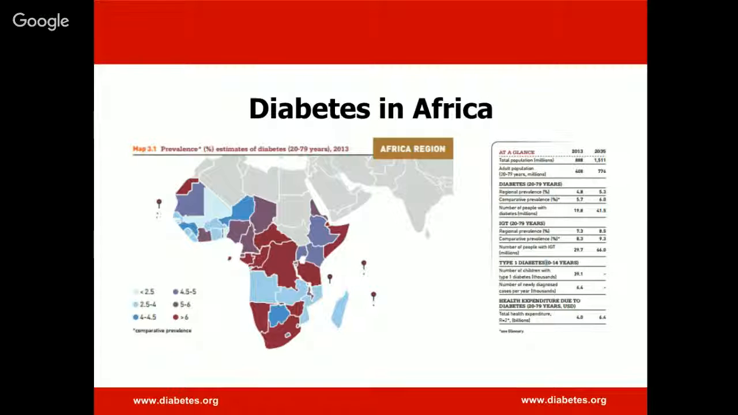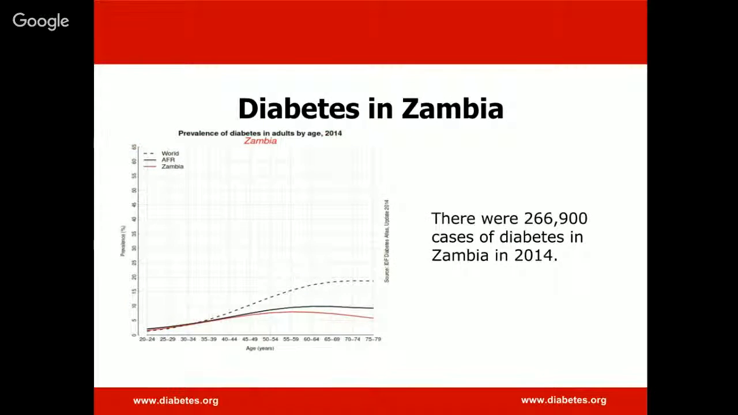So let's look at diabetes in Zambia. That would be a big interest to all of us. If you see the dotted line at the top there, you see how the estimates are for the world. If you look at the dark black line, that's Africa. But look at Zambia. Look at the numbers for Zambia. In 2014, there were 266,900 cases of diabetes in Zambia alone. That's a lot of cases.